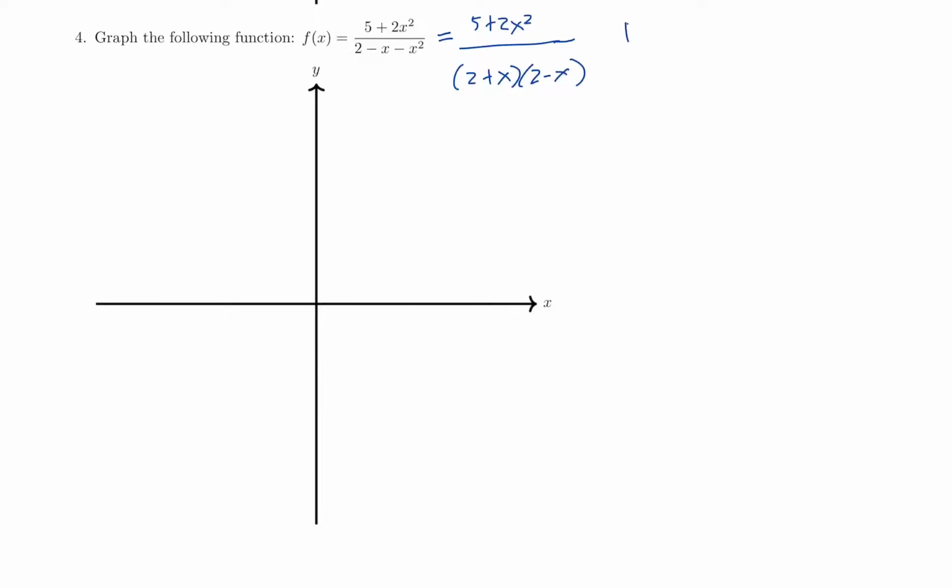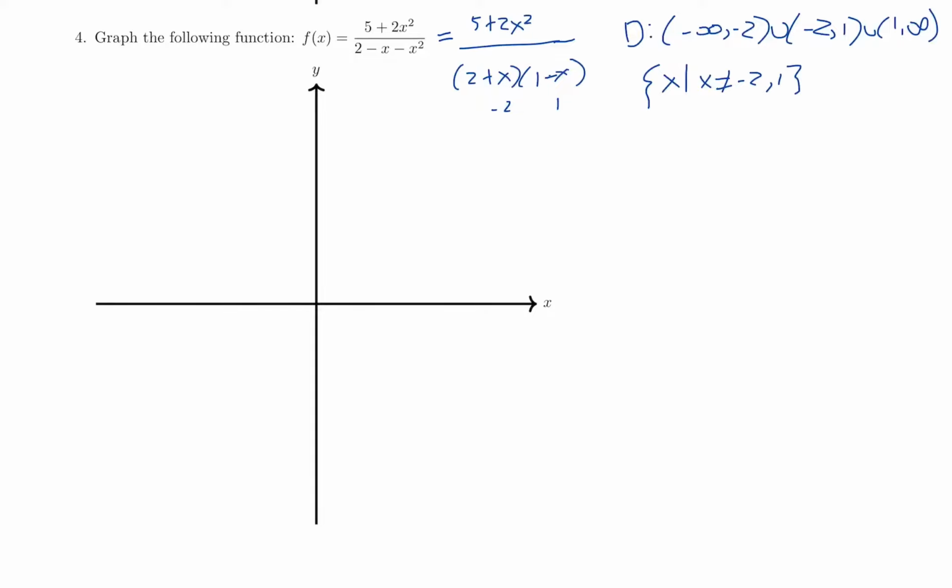So domain is, we have to exclude -2 and, oops, sorry, this here I meant to write 1. This is factor form. So we have to exclude -2 and 1. So domain will be -infinity to -2, union -2 to 1, union 1 to positive infinity. Or in set builder notation, x such that x cannot equal -2 and 1.